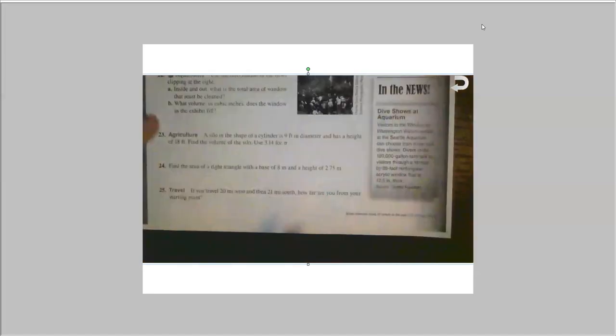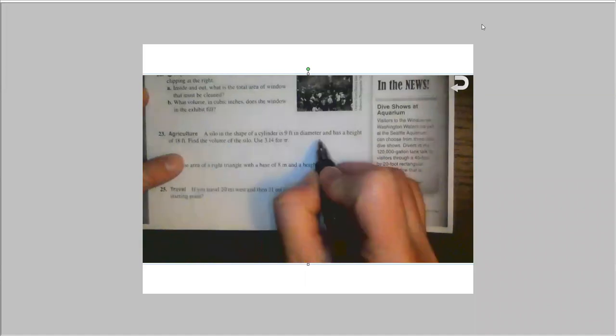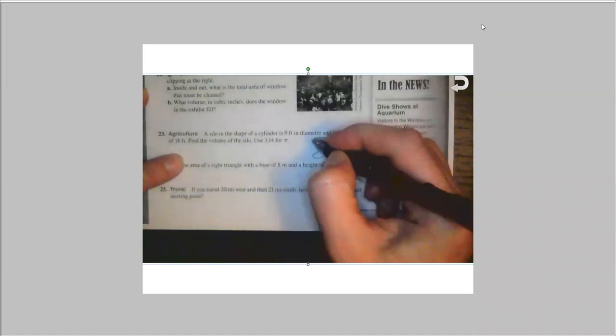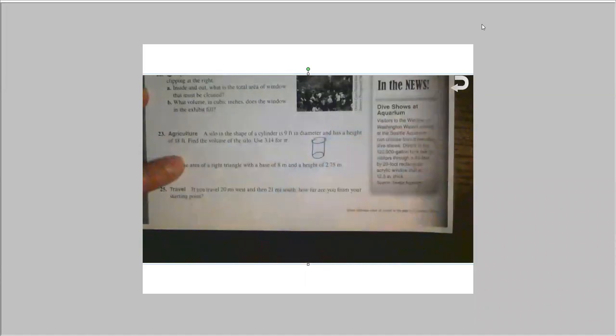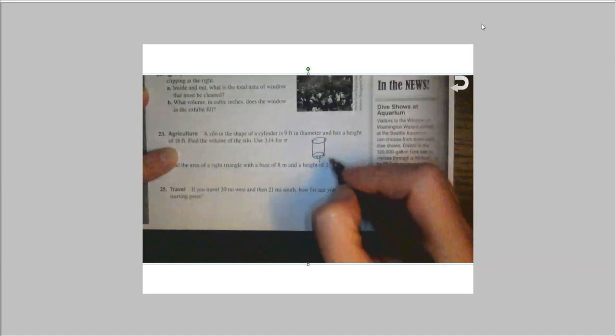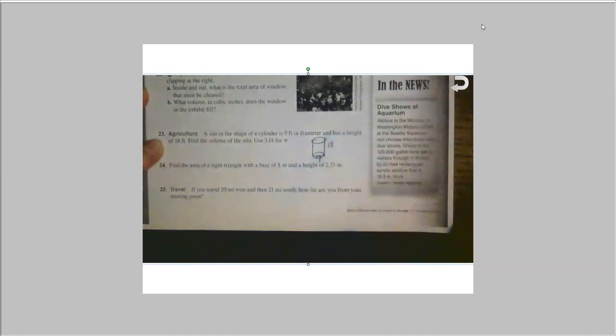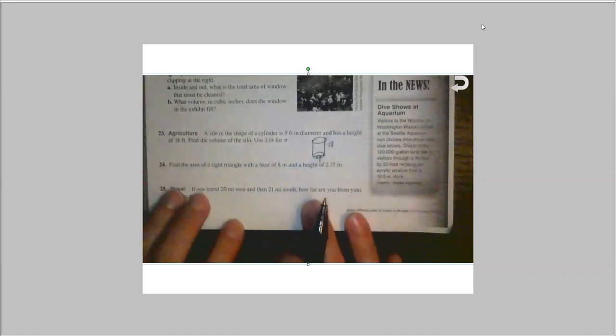Okay, let me just jump down and do a couple more before our time is up here. Number 23 says a silo is in the shape of a cylinder. Okay, so think of a can. Is 9 feet in diameter. So the distance across that circle is the diameter, so that's 9 feet. And it has a height of 18 feet. So find the volume of that silo and use 3.14 for pi.